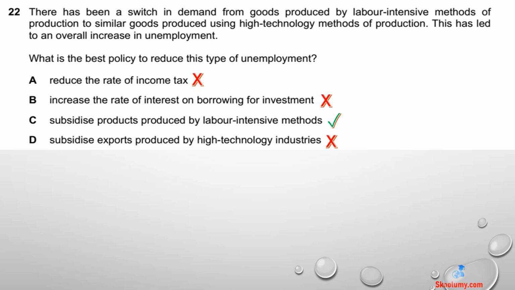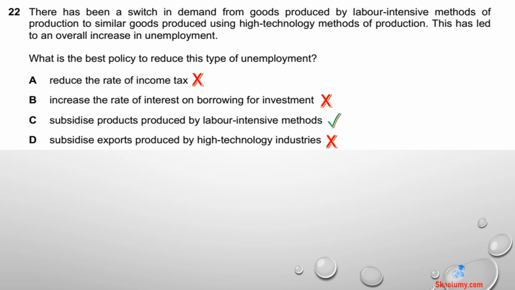A is wrong, as reducing income tax rate increases purchasing power. More of both types of goods could be bought. B is wrong, as an increase in interest rate on borrowing for investment will reduce investment generally.